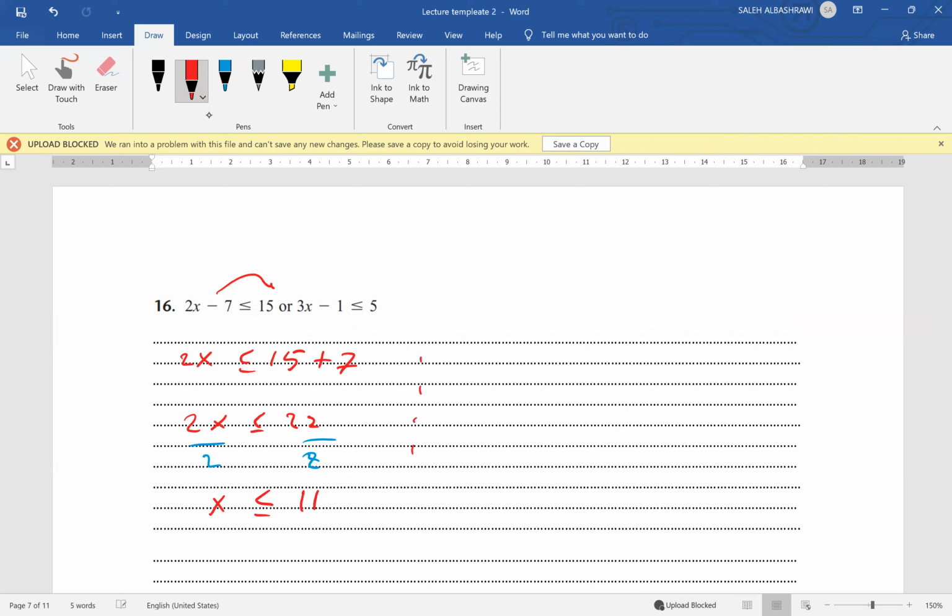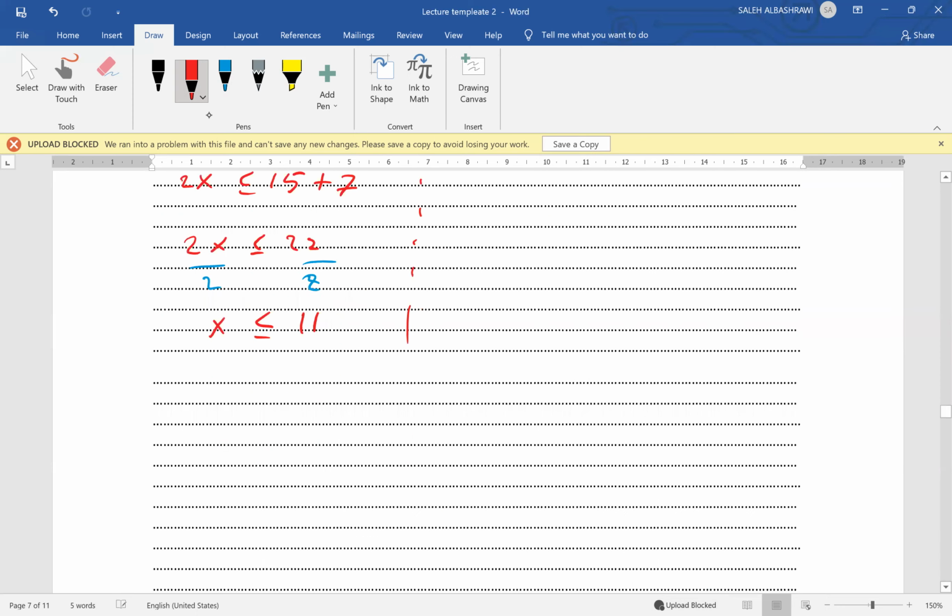The second one, let me graph the first one first. It is a closed circle. Less than means to the left. So it is minus infinity to 11, closed. This is the solution of the first inequality.